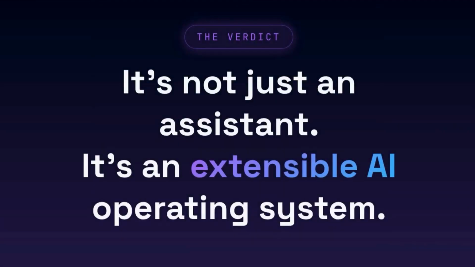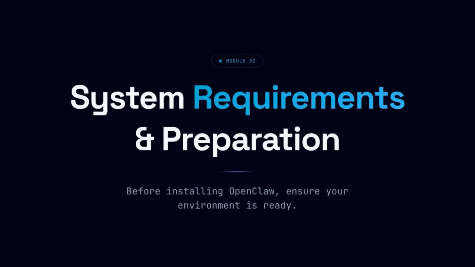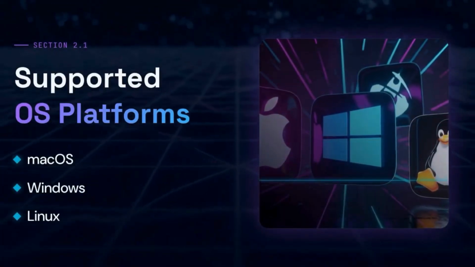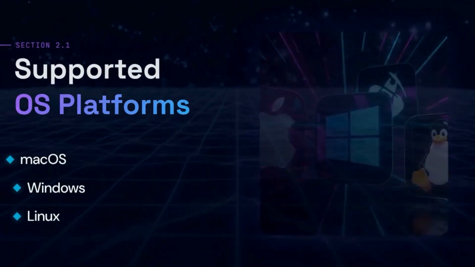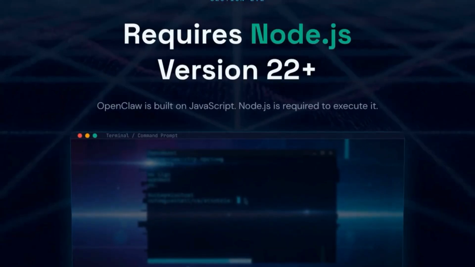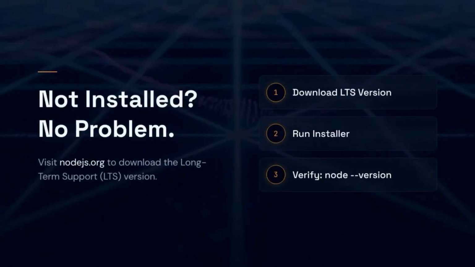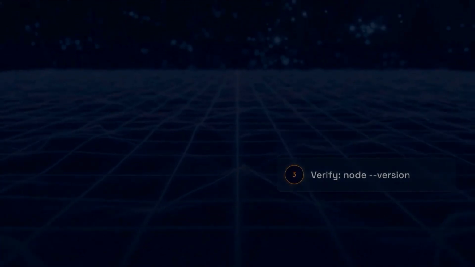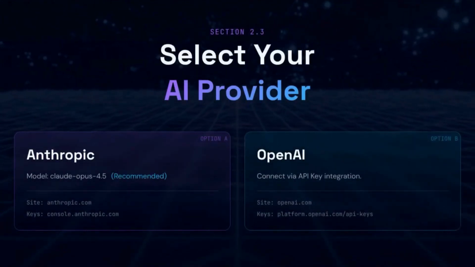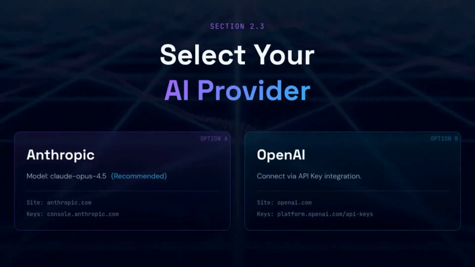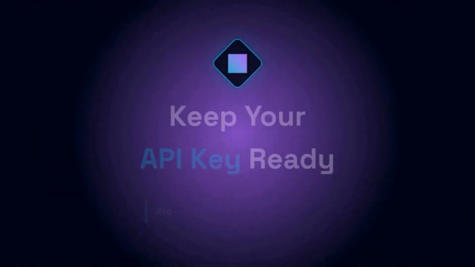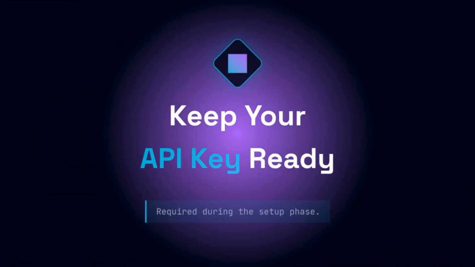Before installing OpenClaw, make sure your system is ready. It runs on macOS, Windows, or Linux. You'll need Node.js version 22 or higher, since OpenClaw runs on JavaScript. Open Terminal or PowerShell and type node --version. If it shows 22 or higher, you're set. If not, go to nodejs.org and install the LTS version. Finally, create an account with either Anthropic, Claude, or OpenAI and generate your API key for setup.